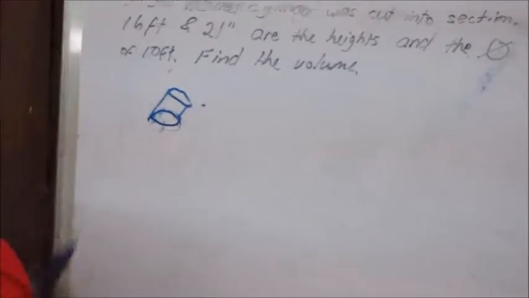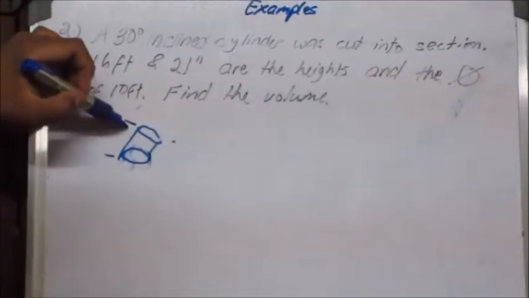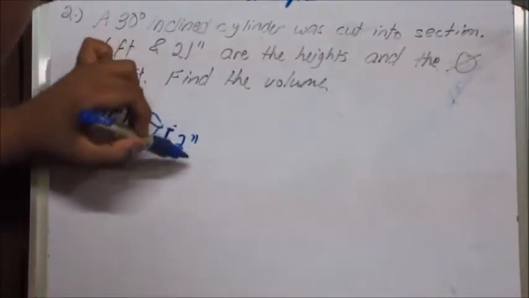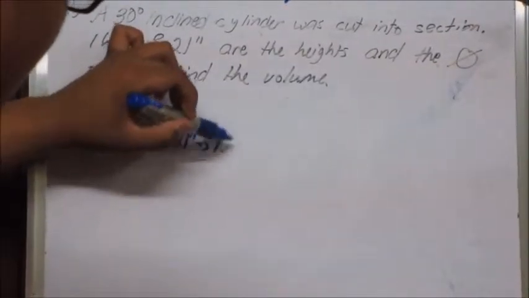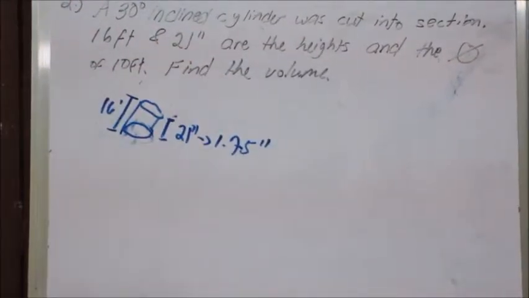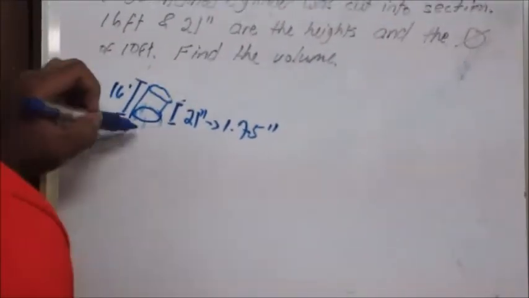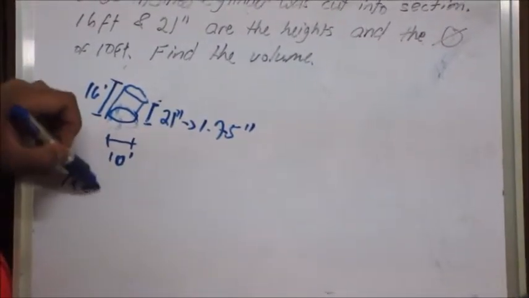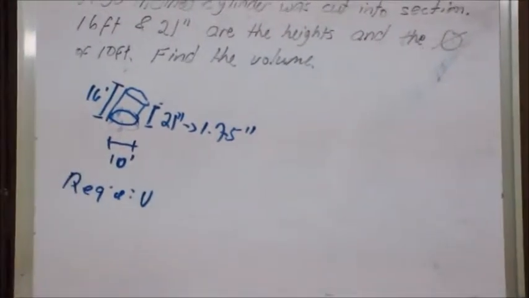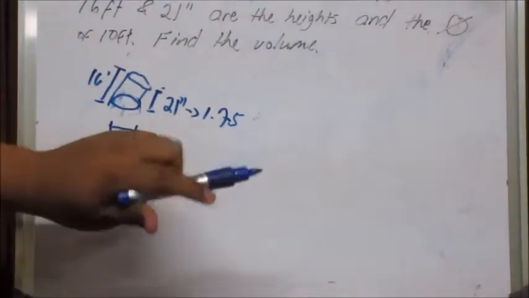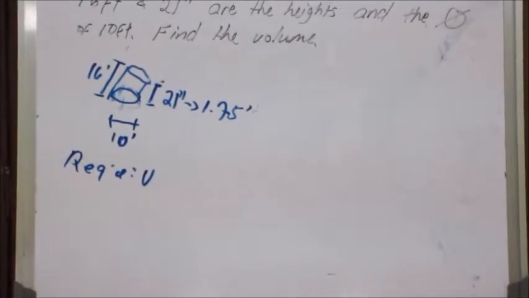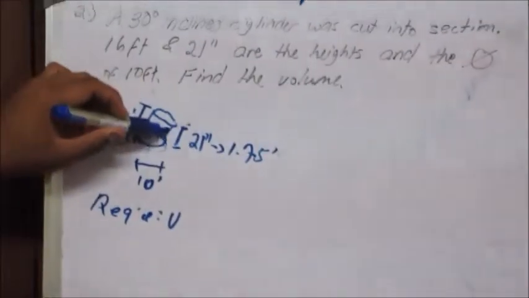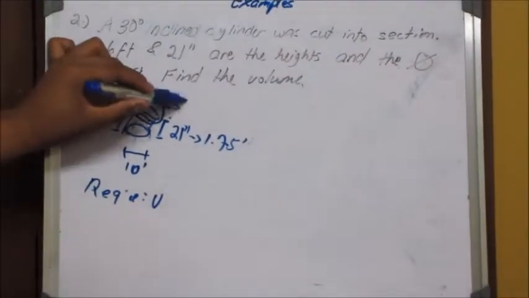It says the longer height is 16 feet, or the slant height, and the shorter slant height is 21 inches, or approximately 1.75 feet, wherein 1 foot is equivalent to 12 inches, and the diameter is 10 feet. So the requirement is the volume. We have now the measurements. Let's substitute these to the given formula. But first, we have to find the K, which is the area of the right section.